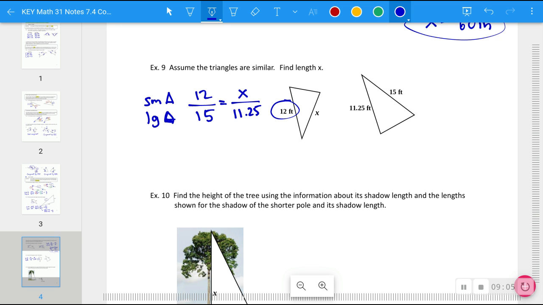So we're just going to cross multiply here. In the uphill direction first is 15 times X. And then 12 times 11 and a quarter is 135. And we'll divide both sides by 15. And that'll take us down to 9. So that'll be 9 feet long.